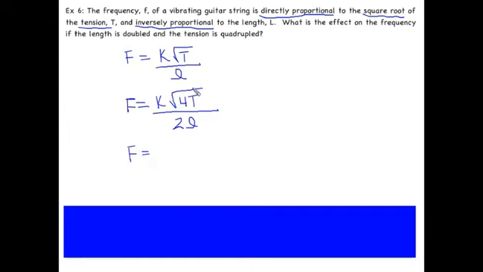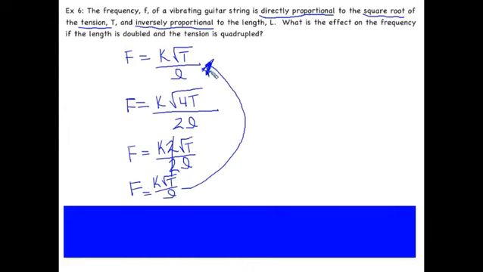Anyway, okay, so the square root of 4, if we start to actually simplify this, is 2, which means I can have k2, but the square root of t does not simplify, so we still have that square root of t. Now, 2l, can't really do anything with that, but notice how the 2's are going to cancel each other out, so what we're left with is k times the square root of t over l, but that is exactly what we started with up here.